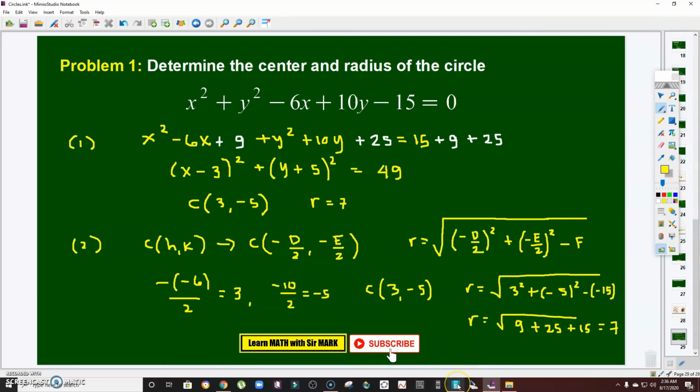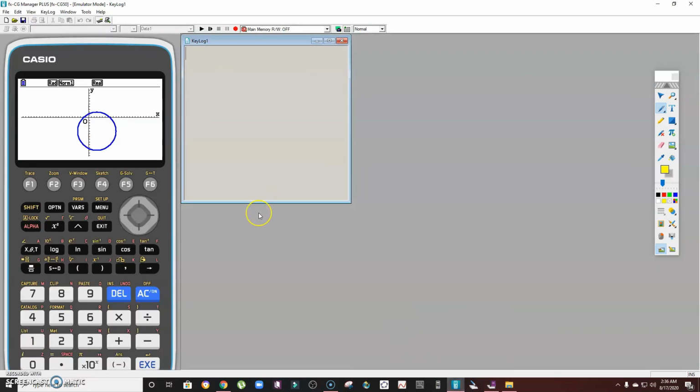Now, like I said, if you have this one, you can easily check if your answer is correct. Okay, so how to do it? So all we have to do is to press this button, G-solve, press F5, and then that's it. You can easily get the center and radius of the circle by just clicking F1 and F2 respectively. To get the center, or to view the center, I'll just press F1. See that? So the center is this, itong cursor na to, or itong pointer na to, so the center is 3, negative 5. See that?